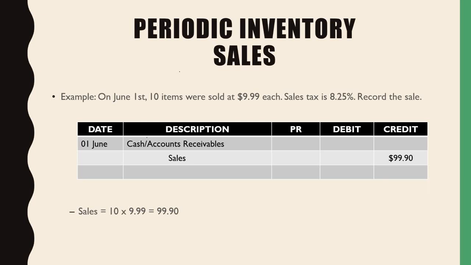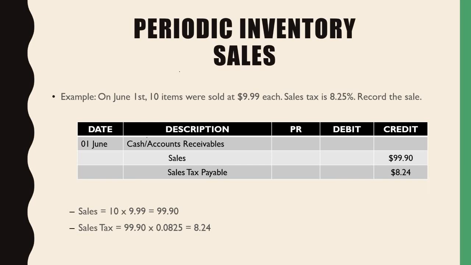Okay? So if I sold a total of $99.90, how much sales tax am I subject to have to collect or charge? My total is $8.24 for $99.90. $8.24 for $99.90, and that's correct. Okay.